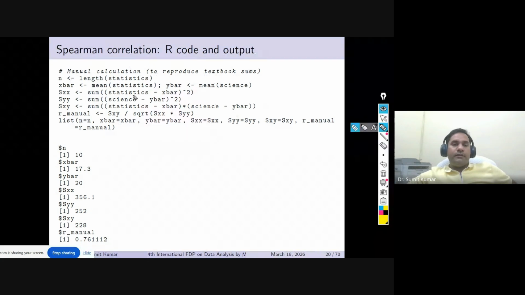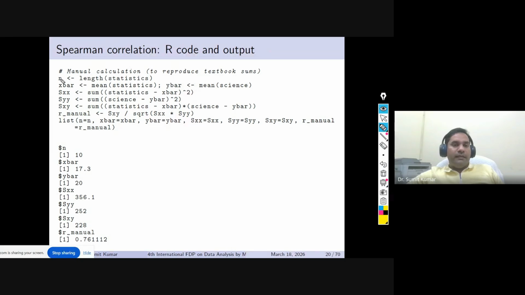Here you will see that we have created x bar, whatever value we have taken, and n is the length. Length means the count of how many numbers are in any vector that we have defined in R. So in statistics there are 10 numbers, so it will provide you 10 as the result. When you have to find the mean of the statistics scores, you just use the command mean. Then the mean of the science scores you can find using the symbol y. These are the variables in which you have stored the values, and these are the commands you are performing.